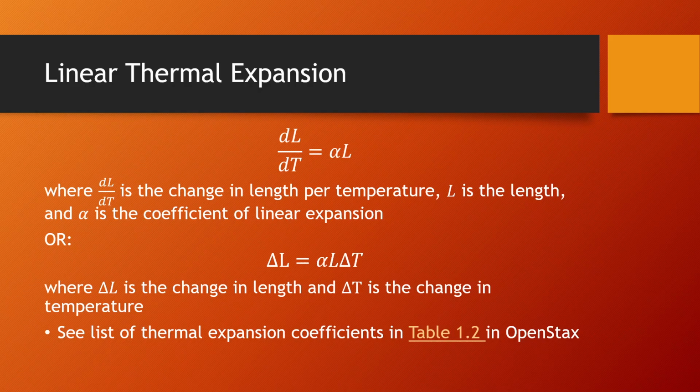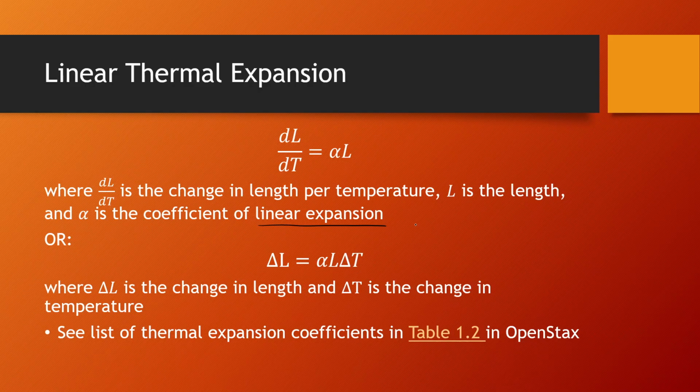So let's talk about thermal expansion in terms of the calculations. So dL/dT is some change in length per temperature, where L is the length and alpha is the coefficient of linear expansion. So this is expansion in one dimension, linear expansion. Or we can write it as not a derivative, but we can say delta L, or delta length, the change in length, is equal to alpha, which again is the coefficient of linear expansion, times L, the length, times delta T, the change in temperature.